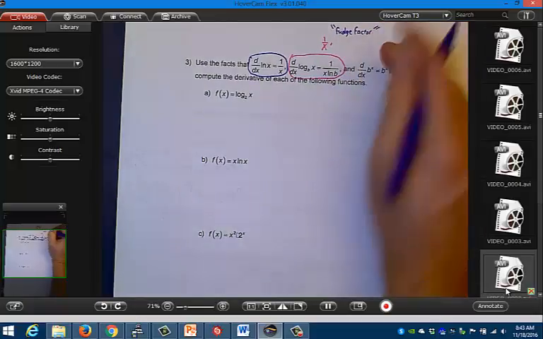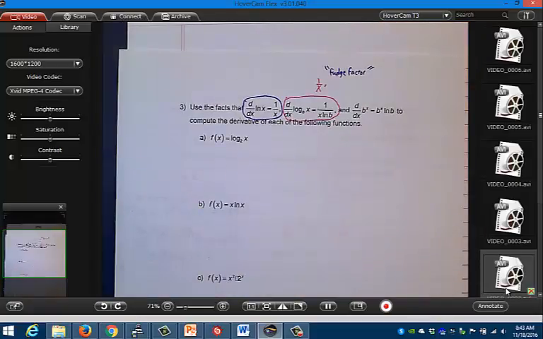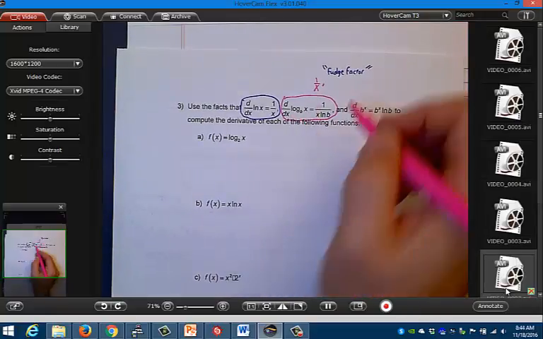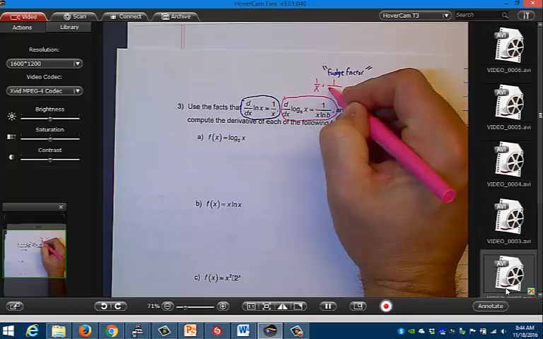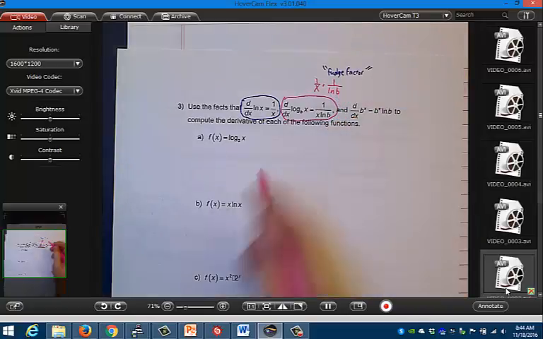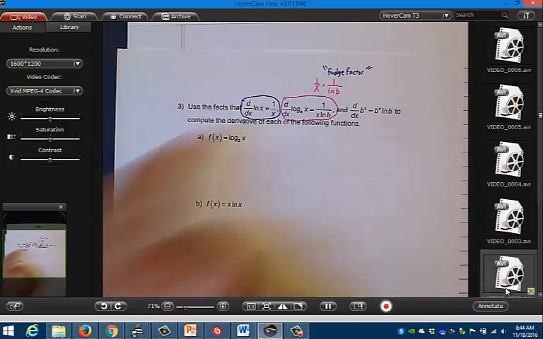You need to multiply by something. And the fudge factor for the natural log base b happens to be 1 over the natural log of b. And we'll show you why today. We'll show you why that is. But in terms of just learning formulas, that's one new formula.